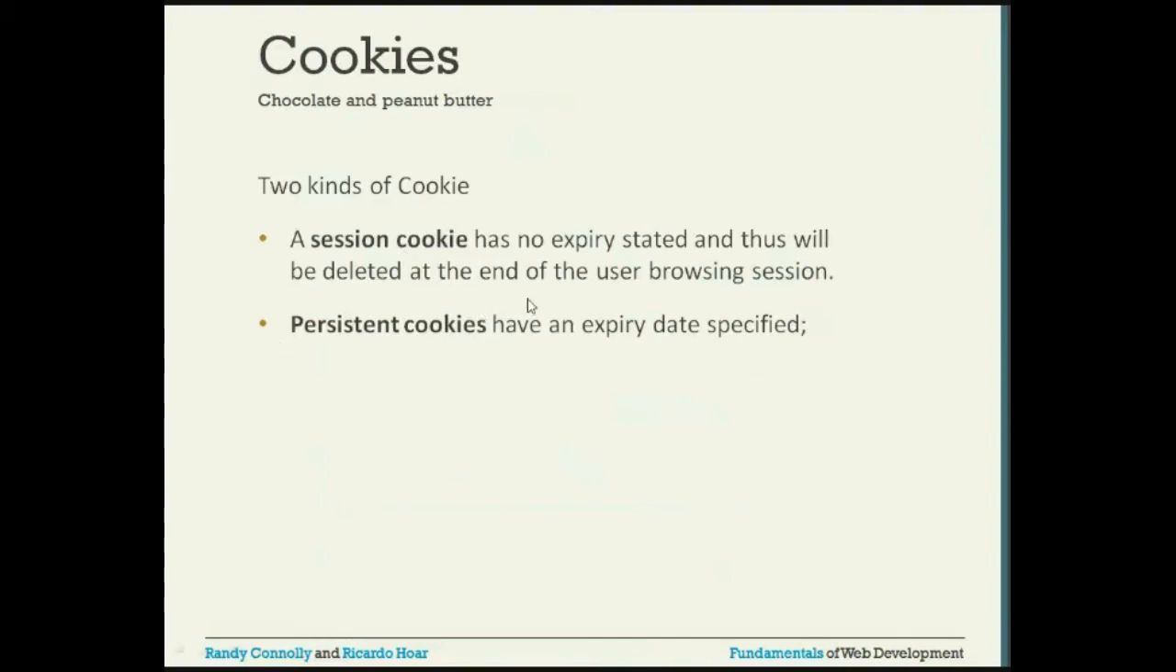However, persistent cookies have an expiry date specified. So a persistent cookie, as the name says, will persist as long as the expiry date. If, let us say, the expiry is set as 5 days, that persistent cookie will be in that particular system for 5 days.